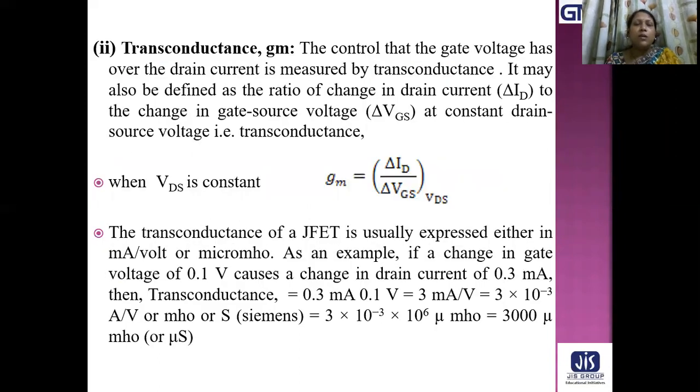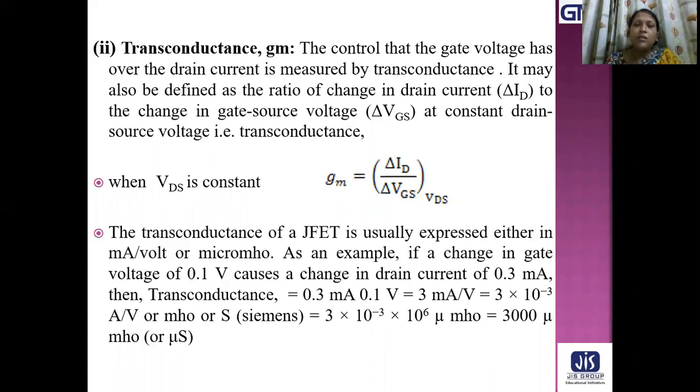So next point is transconductance, gm. What is transconductance? The control that the gate voltage has over the drain current is measured by transconductance. It may also be defined as the ratio of change in drain current to the change in gate to source voltage at constant drain source voltage. So transconductance equals change in drain current by change in gate to source voltage when VDS is constant.